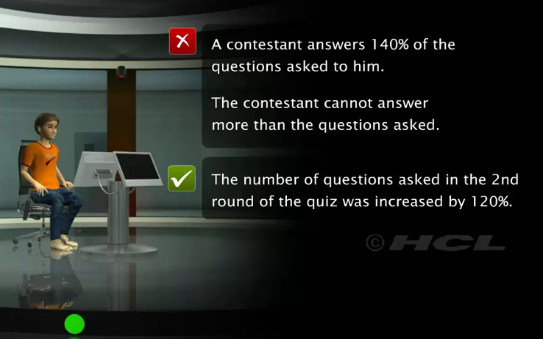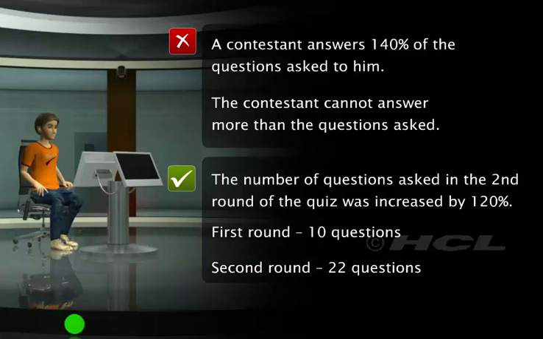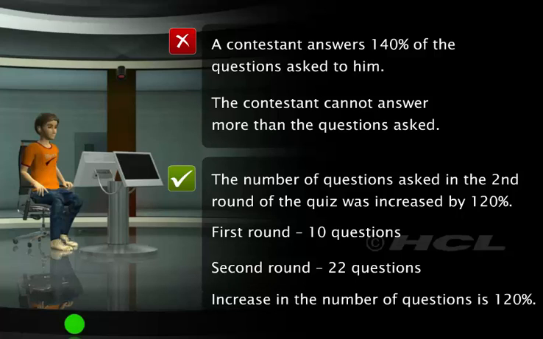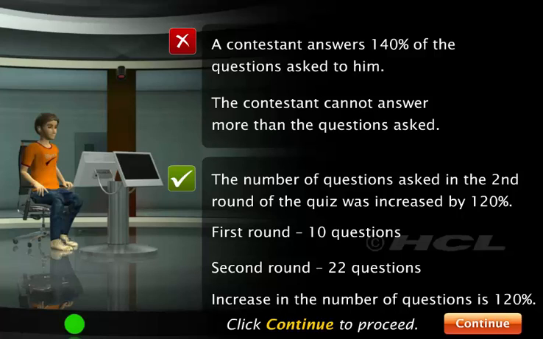For example, if the number of questions asked to a contestant in the first round of quiz is 10, and the number of questions asked in the second round is 22, then the increase in the number of questions asked in the second round is 120%.